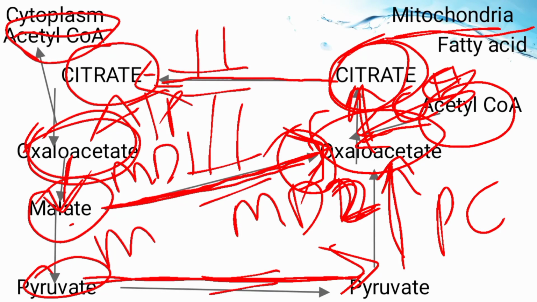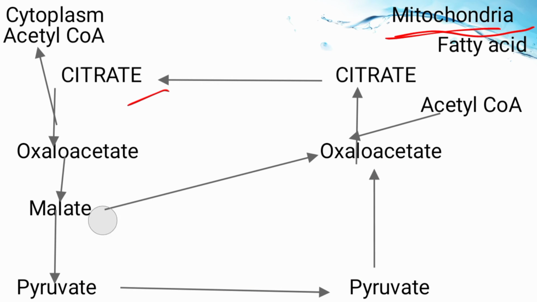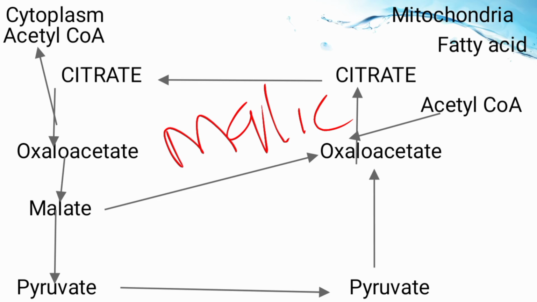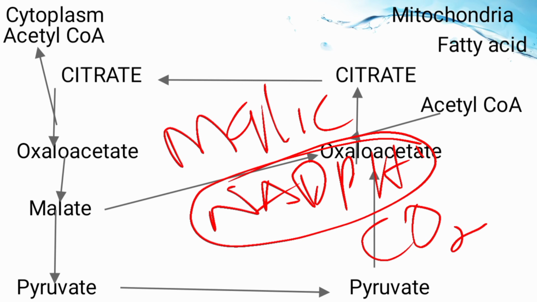So you can see, if you convert to oxaloacetate, it can go to citrate, go back, and you get your acetyl CoA. Now you will see, if you observe when I was showing you the structures, that malic enzyme was NADPH dependent, and it generates carbon dioxide. So this NADPH is utilized. Remember, this malic enzyme is performing its action here in the cytoplasm.